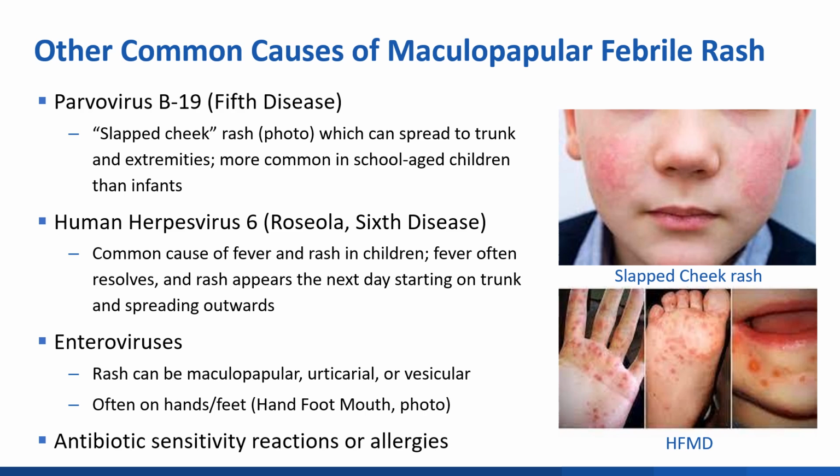Enteroviruses can cause a fever and rash with a similar rash pattern to measles, although the rash with enteroviruses can present in many different ways, including with urticaria, which would not be consistent with measles. The most common syndrome that can mimic measles is hand, foot, and mouth disease, an example of which is shown in the bottom photos. But this typically affects the palms of the hands and the soles of the feet, whereas measles rash does not generally appear in these places. And finally, a maculopapular rash can be seen related to antibiotic sensitivity reactions or antibiotic allergies.